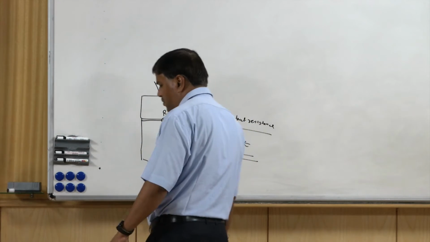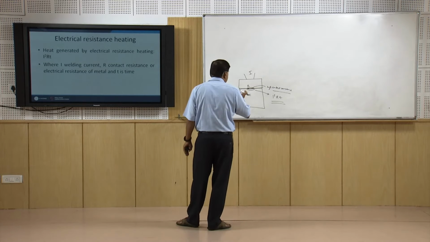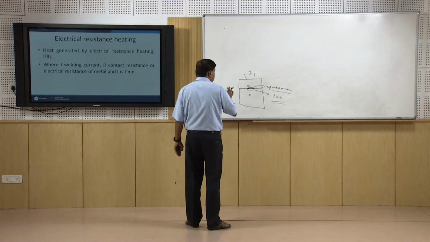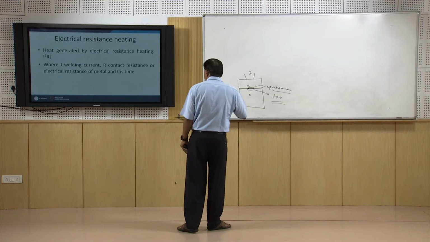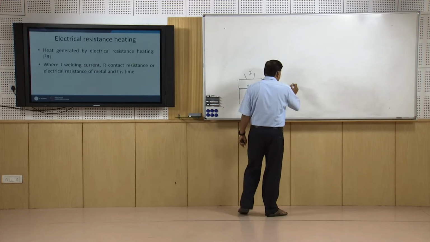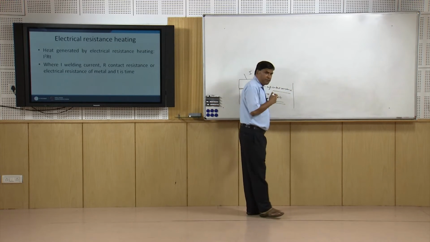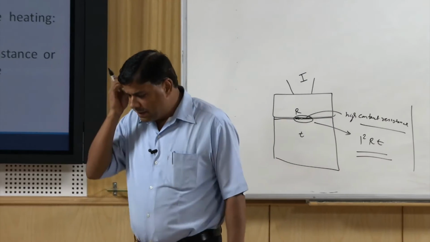The current value is very high and the time is in milliseconds, and the current is in thousands of amperes. So, this principle is used for generation of heat in all resistance based welding processes like spot welding, seam welding, projection welding, etc.